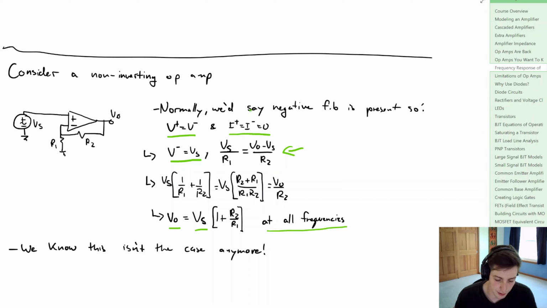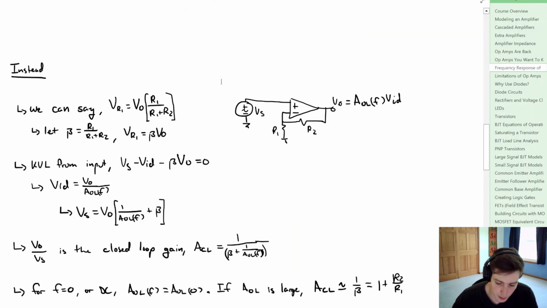But now that we know that the frequency can mess with the op-amp a little bit, we know that this isn't the case anymore. Instead, we're going to say that the output voltage is equal to the open loop gain as a function of frequency times the differential input voltage, which may look a little bit familiar. Now we can say that the voltage over R1 is determined by the output voltage through this voltage divider with R1 and R2. Let's name a variable beta equal to R1 divided by R1 plus R2, so that VR1, the voltage over this resistor right here, is equal to beta times V out, or V naught.